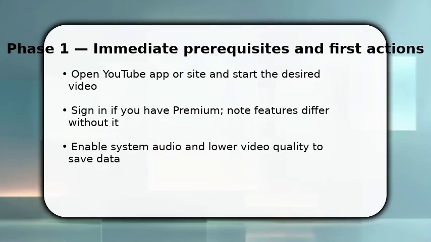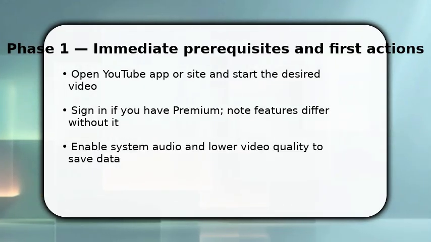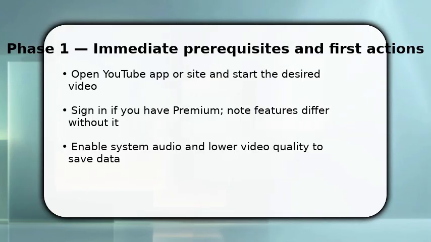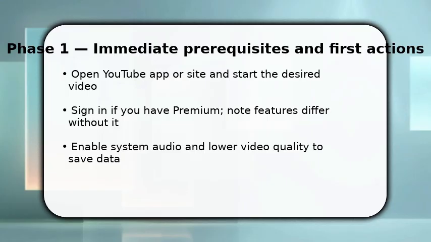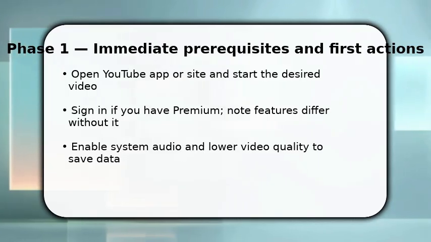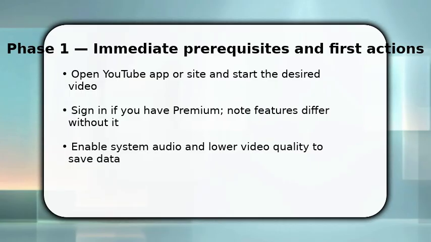You start by opening YouTube and playing the exact video you want to keep audio from. This primes the stream. Once it begins, make sure you're signed in. Premium unlocks background play, but alternatives exist. Then check app volume and device do not disturb. These prevent interruptions. If you're on mobile, lower video quality to 480p or 360p to reduce buffering.